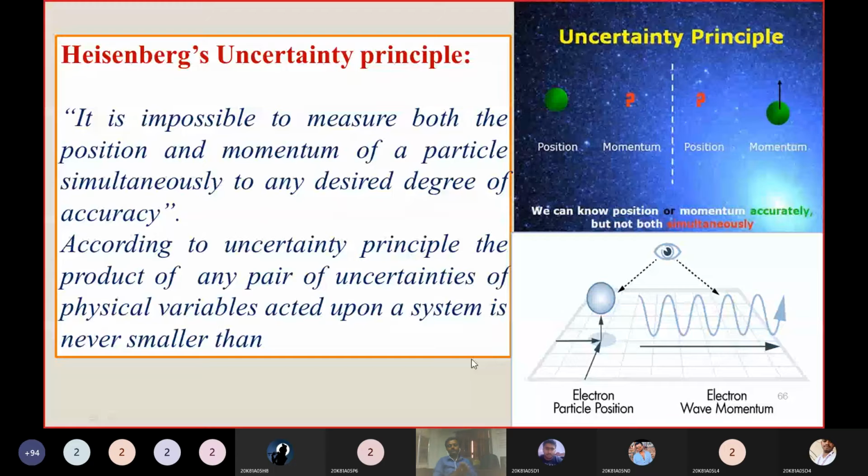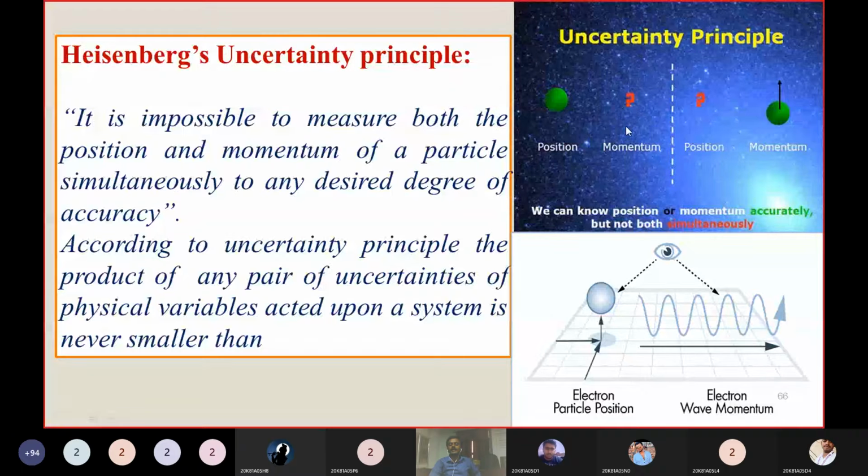Now coming to the Heisenberg Uncertainty Principle. According to this, it is impossible to measure both the position and momentum of a particle simultaneously to any desired degree of accuracy. Observe this figure here. Suppose an electron is moving. We cannot say the exact position of the electron, and we cannot say the momentum exactly.